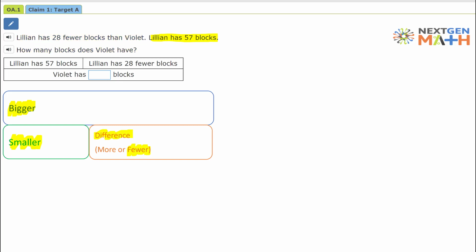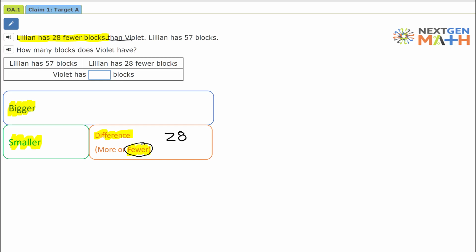So let's reread the problem and use the graphic organizer to solve it. So here we go. Lillian has 28 fewer blocks. Well, 28 fewer blocks, that's the difference right here. There's our difference word. There's 28 fewer blocks than Violet.